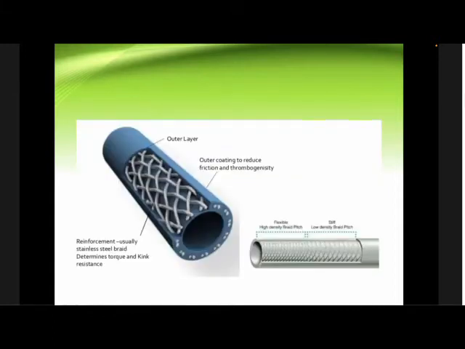So this is the cut section of a catheter. It usually has an outer layer made of polyethylene, which helps to reduce the friction, whereas the reinforcement is made by the inner core, which is made of stainless steel braiding, and which gives torque and kink resistance. In some cases, instead of steel, nitinol is used.